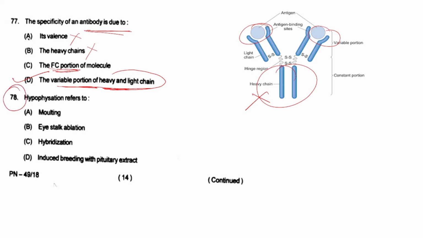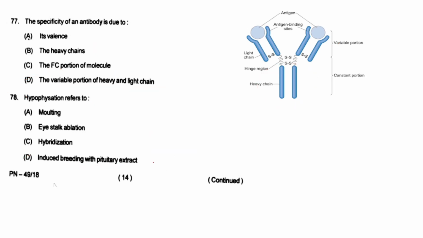Next, question number 78. Hypophysis refers to. Hypophysis is a method of induced breeding in case of fishes. So the options are molting, no. Eyestalk ablation, no. Hybridization, no. Option D, that is induced breeding with pituitary extract. What happens in fishes which are not breeding is that we take a pituitary extract and inject it into the fish so that the fish matures and starts breeding. So option D will be the right answer.